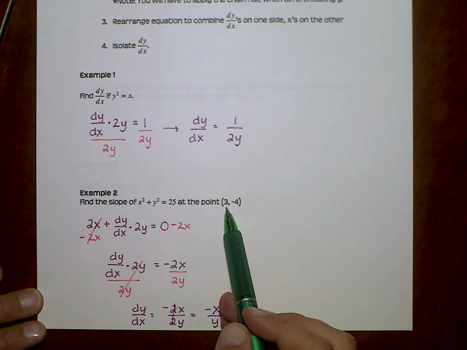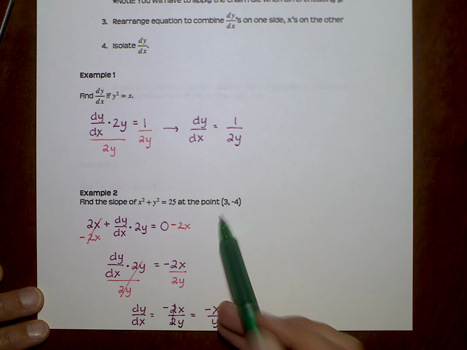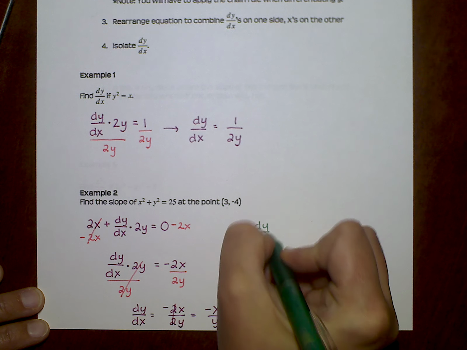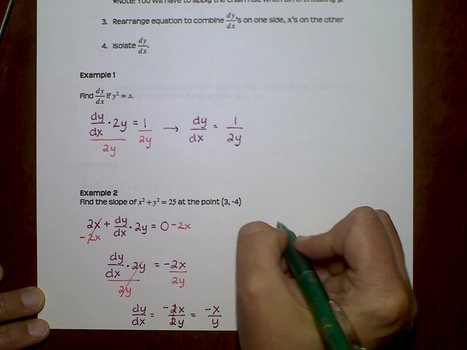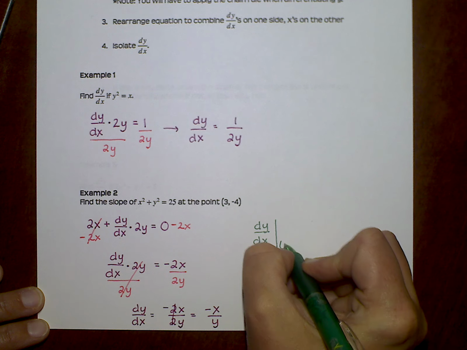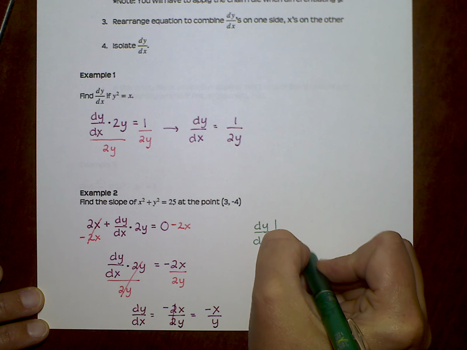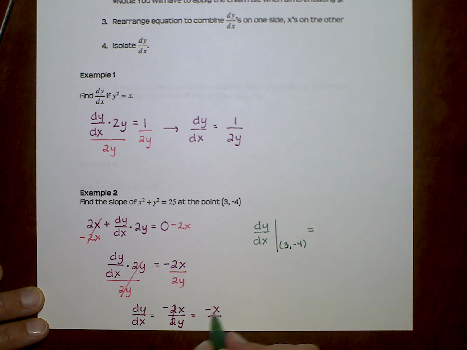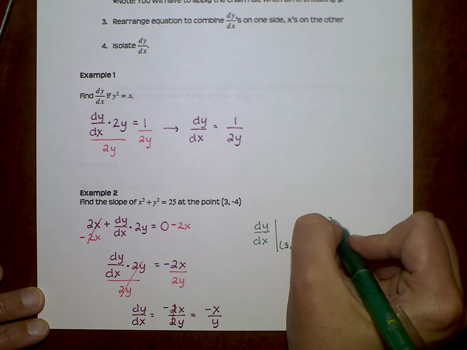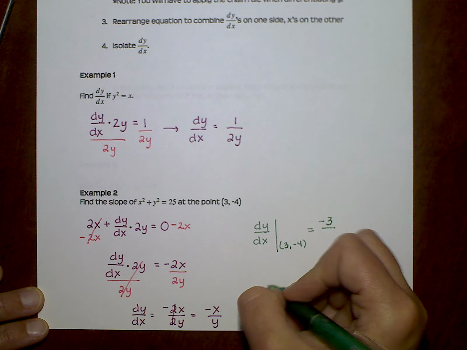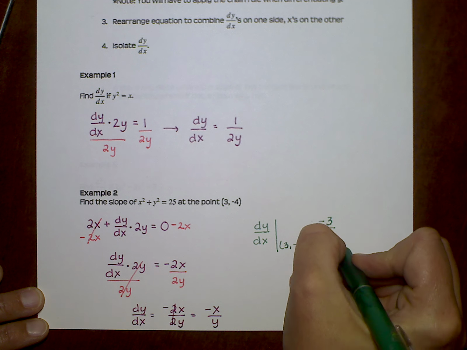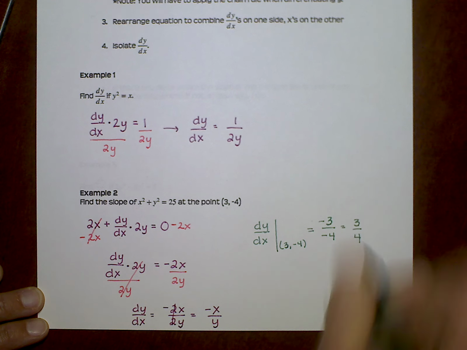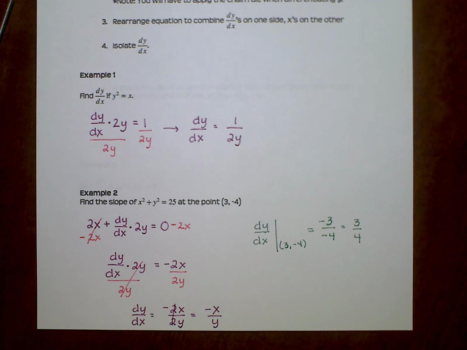This one does want a derivative at a specific point. It wants a derivative at (3, -4). So I'm going to say that my derivative taken at the point (3, -4) is, I'm just plugging these in for x and y. So the x has a negative on it, so I'm going to make this a negative 3. And that's over my y, which is a negative 4. And then I would say that that's equal to 3/4. And that's my answer.